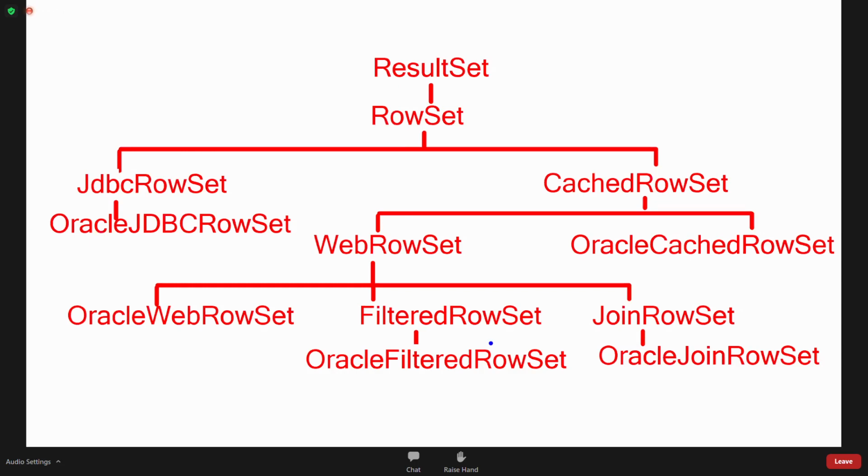Suppose you are performing one task on OracleJoinRowSet, and the method is not available in OracleJoinRowSet. Then where do you have to search? JoinRowSet, here also not there. WebRowSet, here also not there. CachedRowSet, here also not there. Like that. The hierarchy is required to search library methods. That purpose is required, as well as upcasting and downcasting.